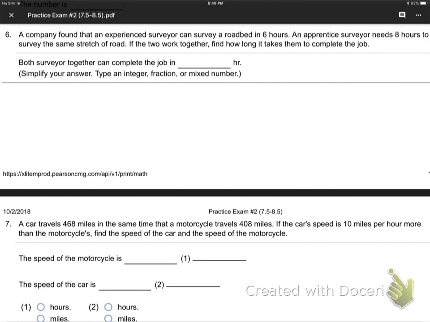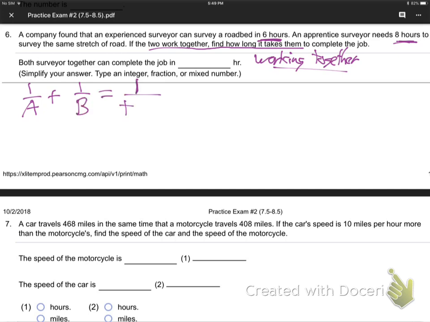Okay, so one person can do a job in 6 hours. The other person needs 8 hours. If they work together, how long? So the formula for working together, this is a working together problem. There'll for sure be one of these on the exam, working together. It's 1 over A plus 1 over B equals 1 over together. So that would be 1 over 6 plus 1 over 8 equals 1 over x.